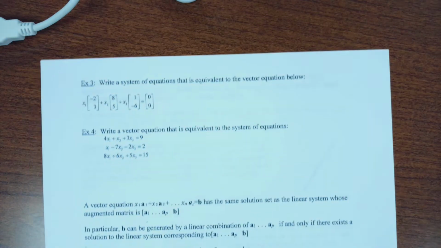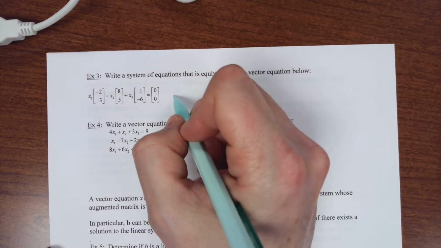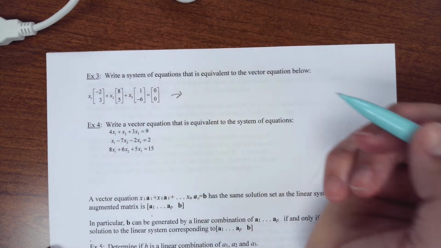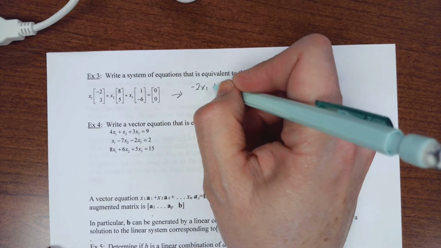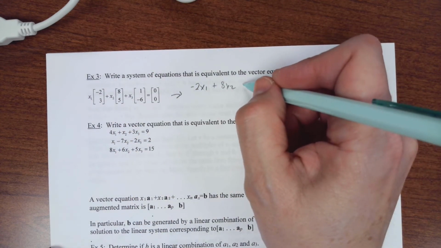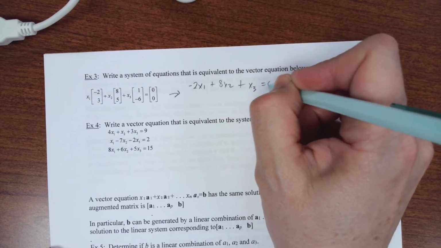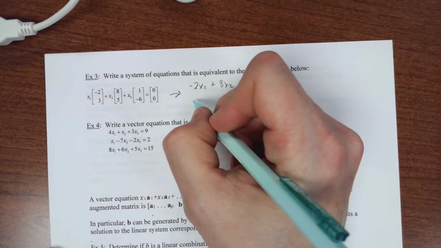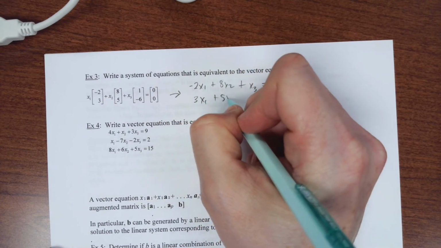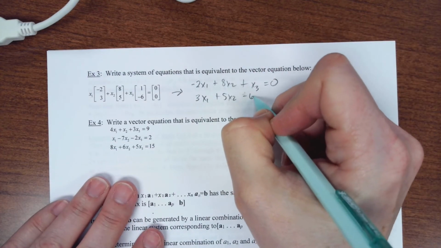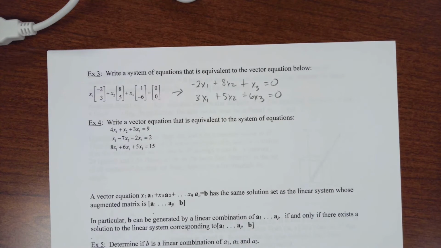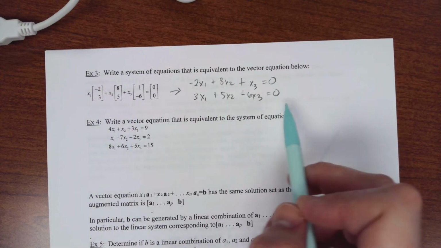All right. So write a system of equations that's equivalent to this vector equation below. So basically you would say, okay, well, I have negative 2x1, so that one, plus 8x2, so this guy, plus 1x3 equals 0, right? And then down here I got 3x1 plus 5x2 minus 6x3 equals 0. So in linear algebra, a lot of times there are all these different ways to write the same thing. So this is just the vector way of writing this problem right here.